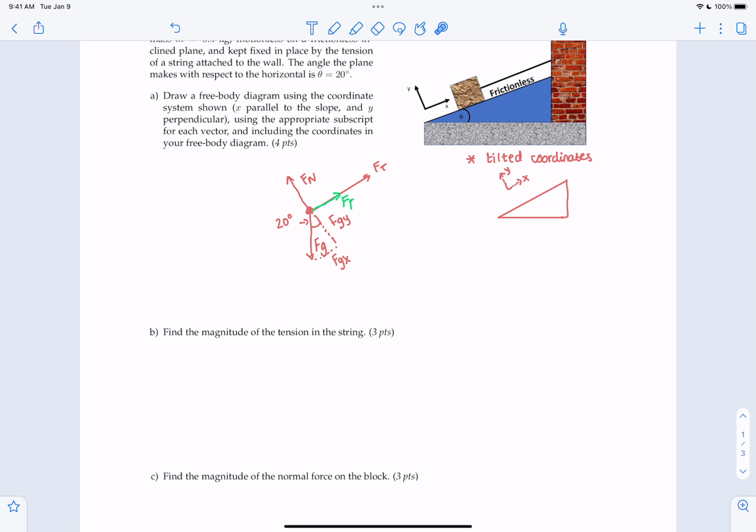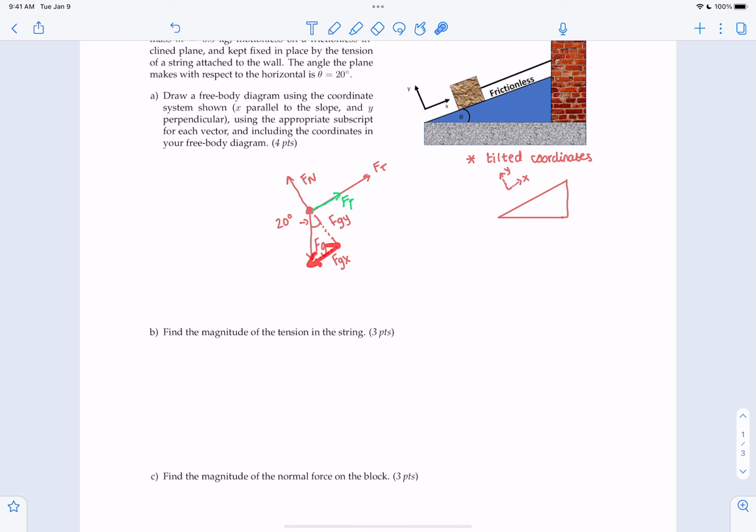Well, what else do we have? What else can we make use of besides the force of gravity here? What other important piece of information do we have? The angle, right? 20 degrees. So using trig, sine, cosine, tangent, we can figure out FGX, for example, right?